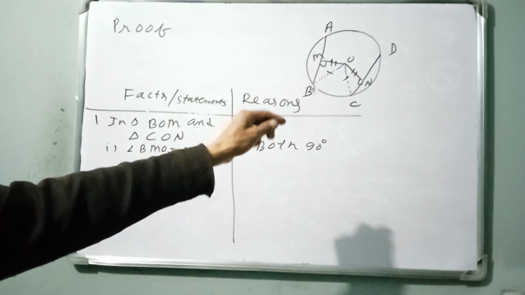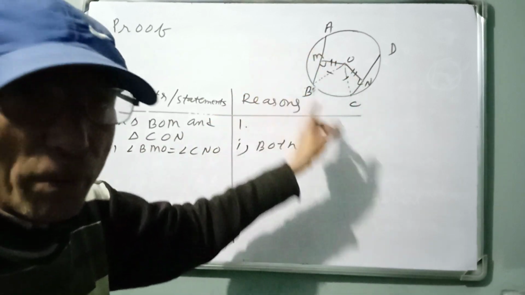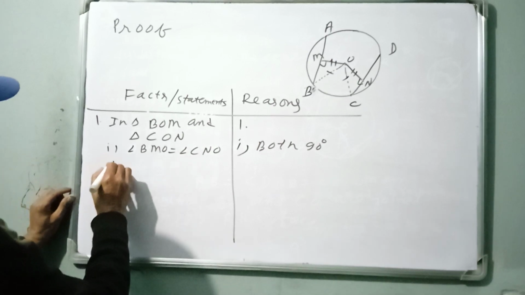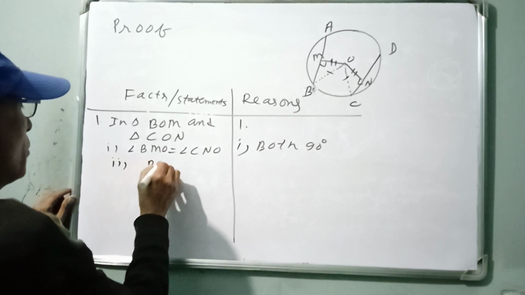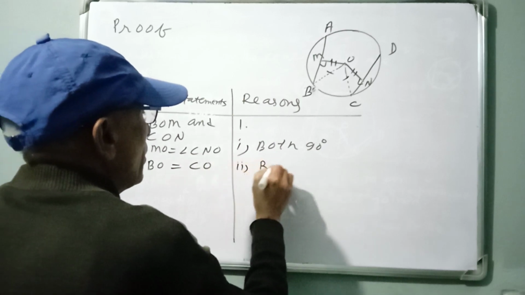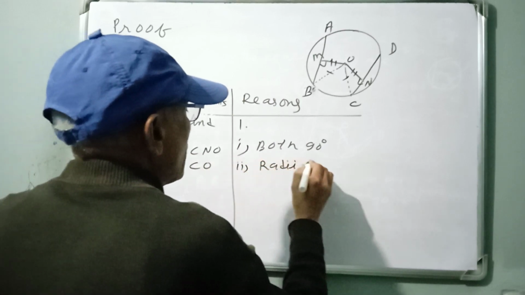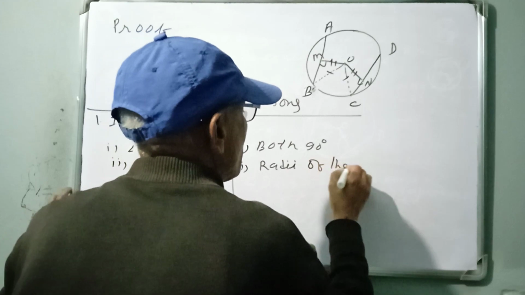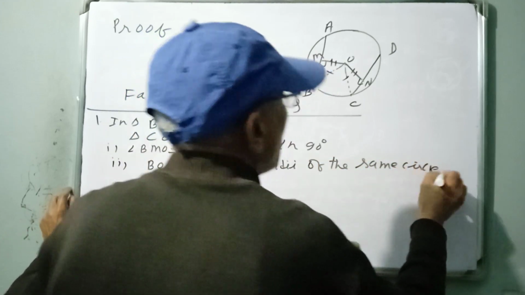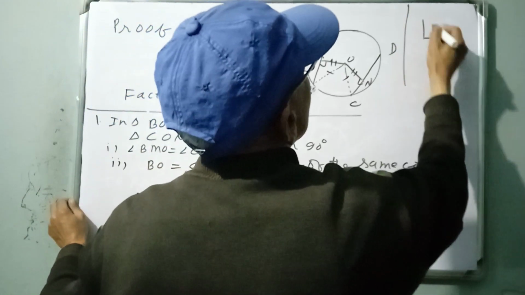Distance means perpendiculars, OM and ON. Perpendiculars means right angles are equal. Hypotenuse: BO equals CO. Why is the hypotenuse equal? Radii of the same circle.